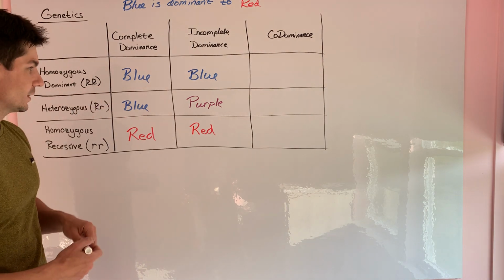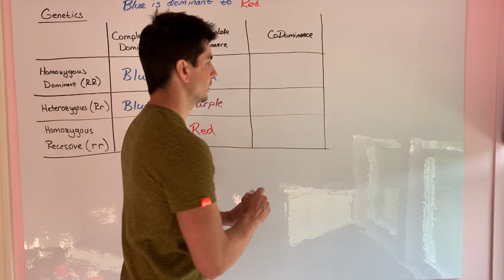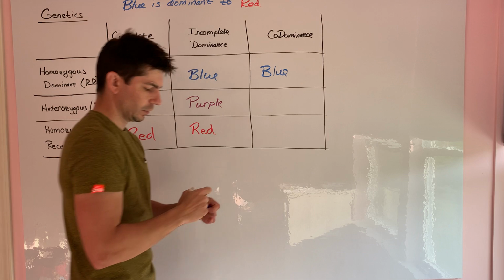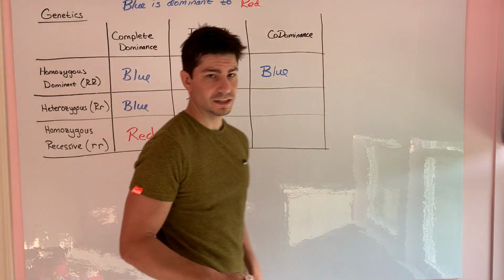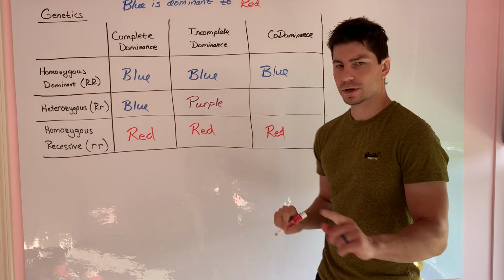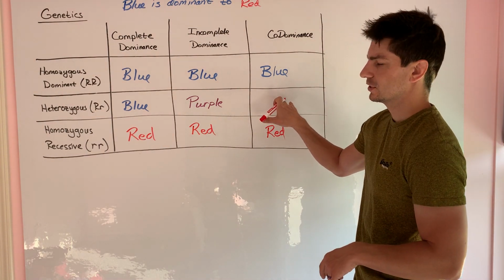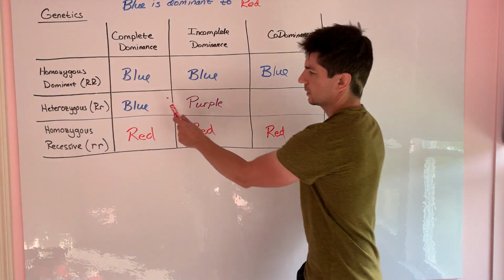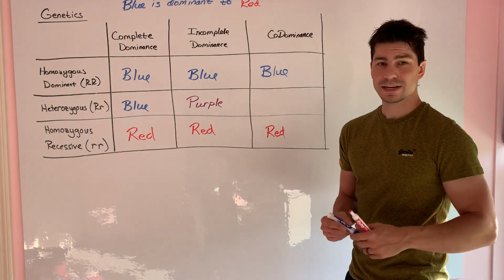So, nice thing is, with our homozygous dominant, nothing changes again. So for codominance, we're still going to have that blue for homozygous dominant. For homozygous recessive, nothing changes there. We're still going to have red. Here's where our difference arises. When we have our heterozygous once again, it is no longer going to be just that dominant color. It's no longer going to be a blend. We're actually going to see both colors.